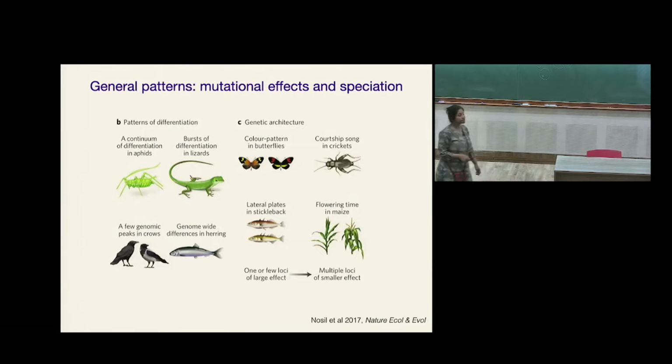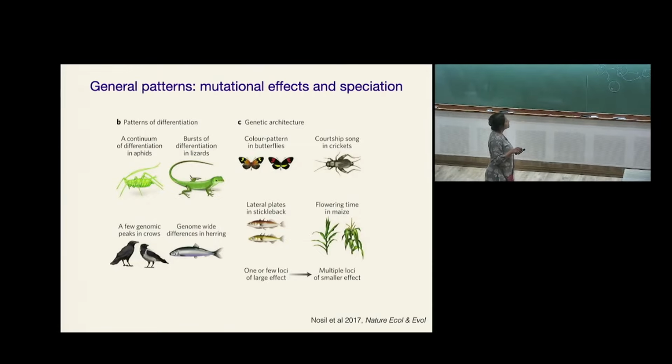So what are the general patterns that people find? In cases like aphids, there's a continuum of differentiation. Sometimes there are few changes, sometimes there are lots of changes. In lizards, there are bursts of differentiation that happen. So lizards in some parts of the world seem to suddenly acquire a lot of mutations, lots of phenotypic diversity. In butterflies, there's color pattern changes, courtship song changes. In crickets, and the genetic architecture is different in these cases. There are a few genomic peaks in crows, genome-wide differences in herrings, lateral plates in sticklebacks, flowering time in maize. These are all cases where in some places you have one or few loci of large effect, multiple loci of small effect. So these cases are all across the spectrum.